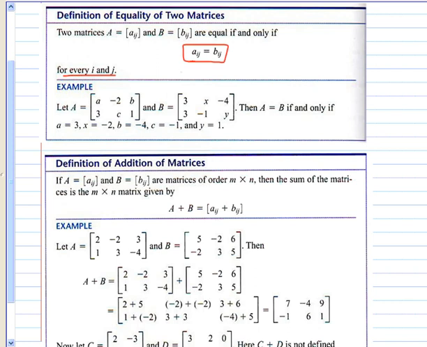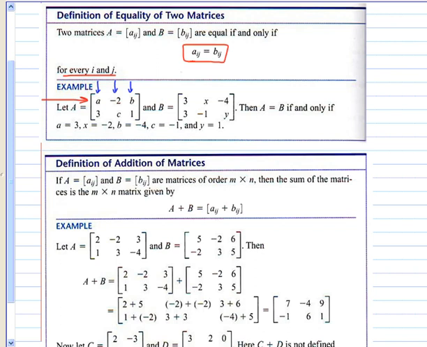Remember, in a matrix, we call these things going across what? Rows. In a matrix, they're called rows. They may be numbers, they may be variables, but they are a row. And the values going up and down here are called columns.